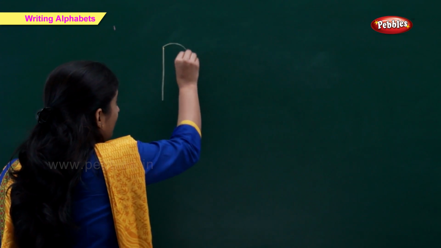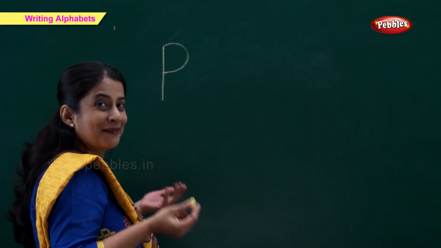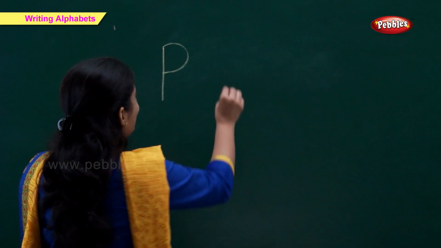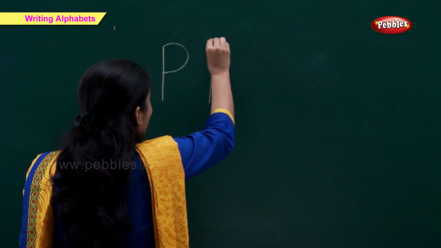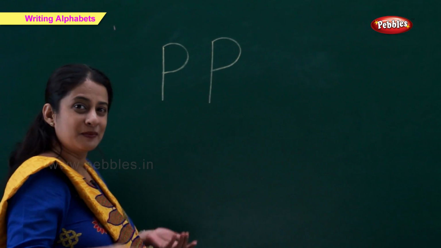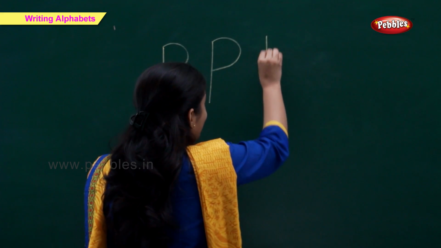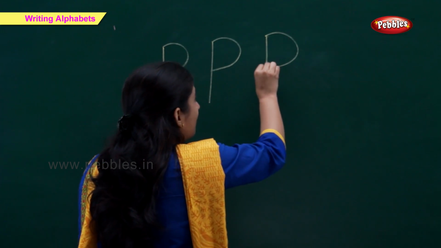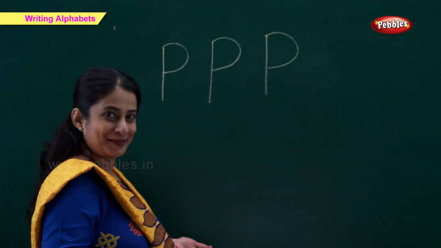Now we will write P, small p. Standing line with a curve makes P, small p. Again, standing line with a curve makes small p.